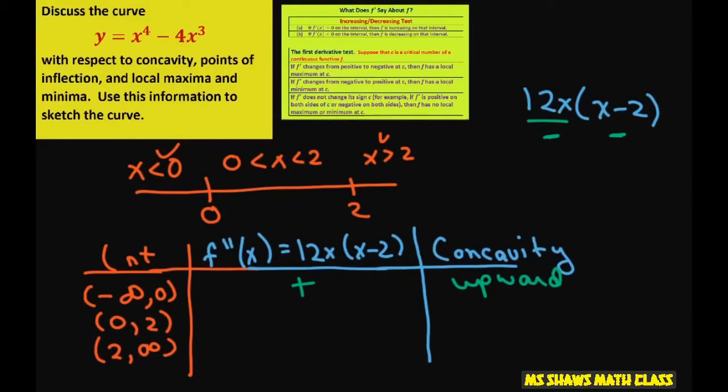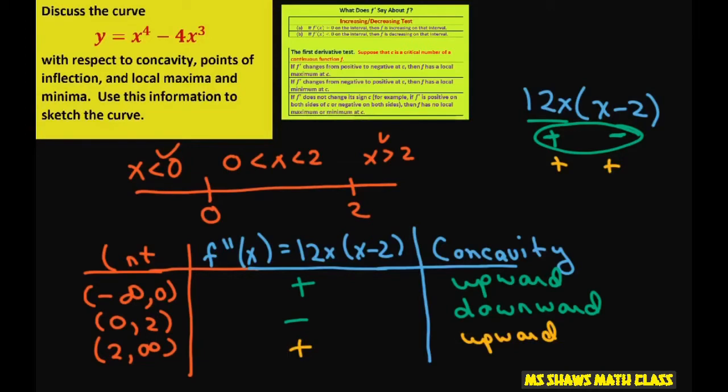All right, 0 to 2, so let's plug in 1. If I plug in 1, I get positive and a negative. Positive times a negative is negative. So that's concave downward. And then let's plug in 3. If I plug in 3, I get positive, positive. So that's going to be positive, that's going to be upward.